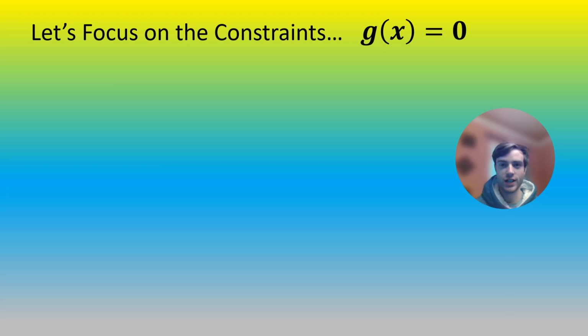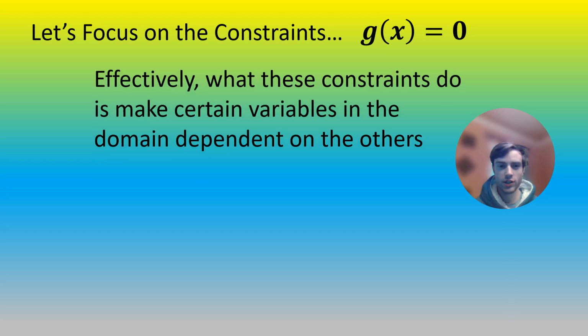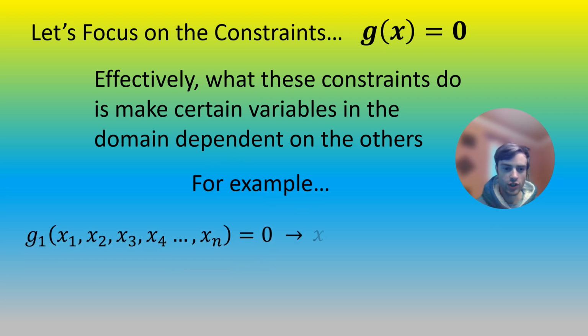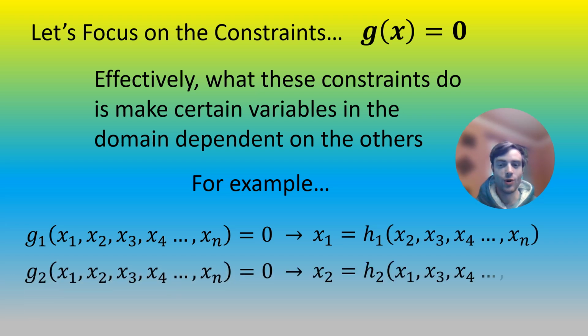But let's focus on the constraints g of x is equal to 0. Effectively, what these constraints do is make certain variables in the domain dependent on the others. For example, g1 of x1, x2, x3, x4 all the way to xn is equal to 0, this implies that x1 is equal to h1 of the rest of the variables. And similarly, if you have g2 of x1, x2 all the way to xn is equal to 0, then you could rearrange it to make it such that x2 is equal to h2 of the rest of the variables. So you could do this for any variable you want. Basically, you're taking one variable in the domain and making it dependent on the other variables in the domain.